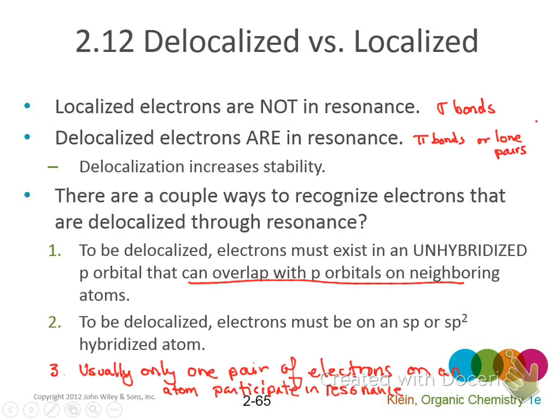Usually 1 pi bond at a time. So if you have a triple bond in a conjugated system, it's usually just one of those that's involved in the resonance of the system.